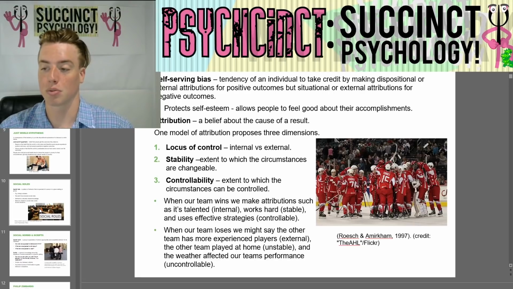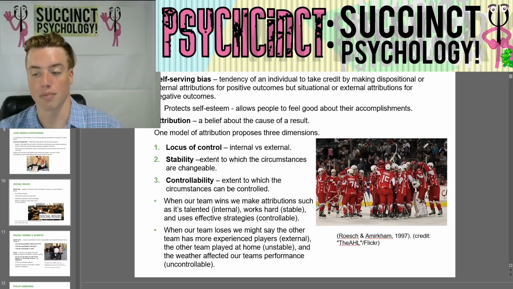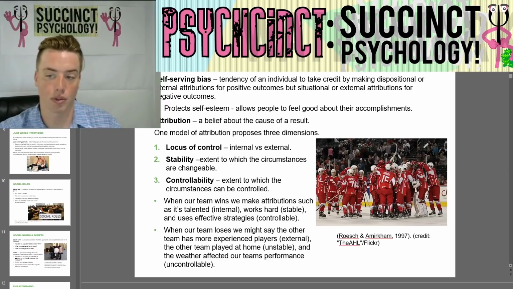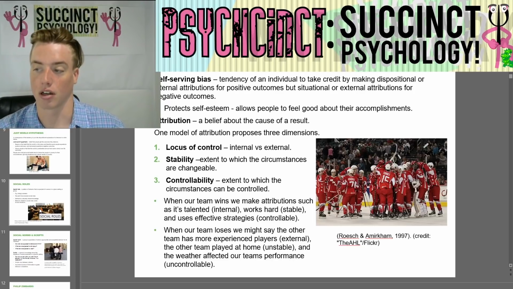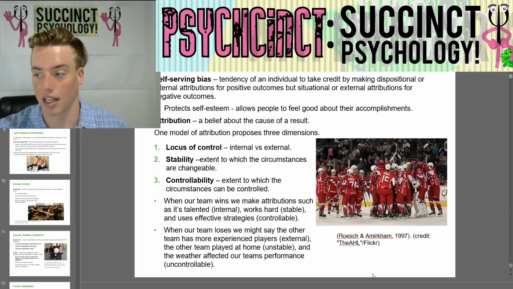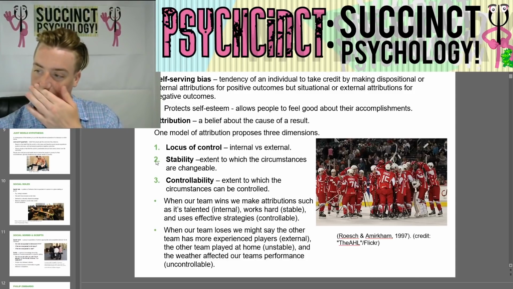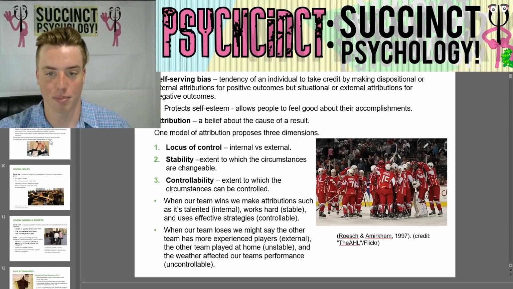When our team wins, we make attributions such as it's talented, internal, works hard, stable, and uses effective strategies, controllable. So all three of those dimensions. Now, when our team loses, we might say the other team has more experienced players. So the external locus of control, the other team played at home, it is unstable, and the weather affected our team's performance, so it's an uncontrollable thing.